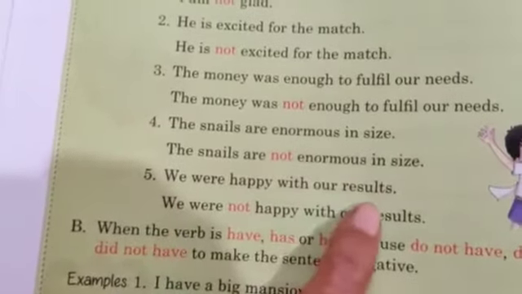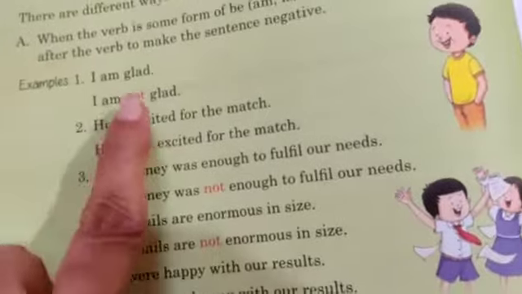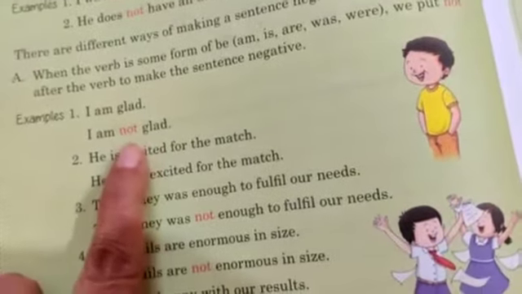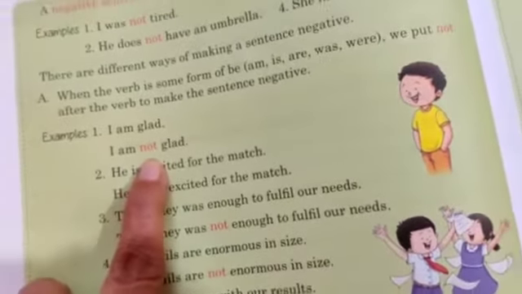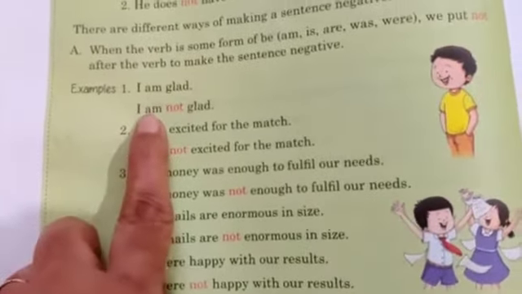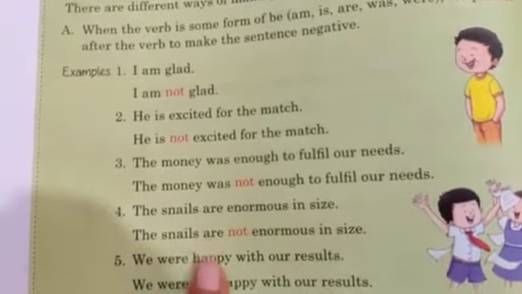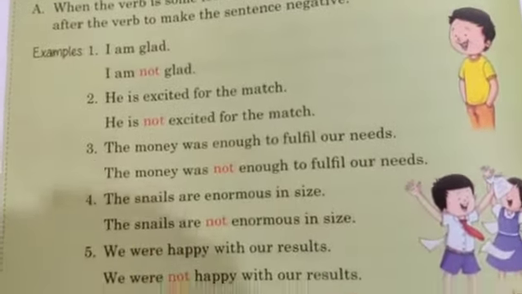We were happy with our results. We were not happy with our results. We always place the word not after the be verb: am, is, was, are, and were.